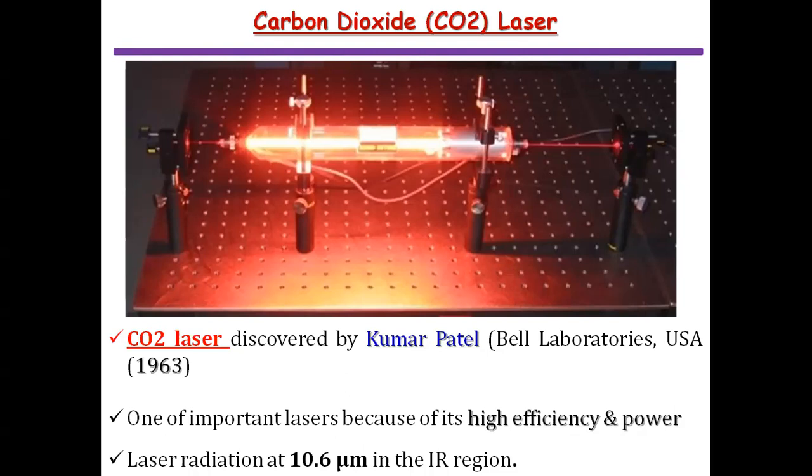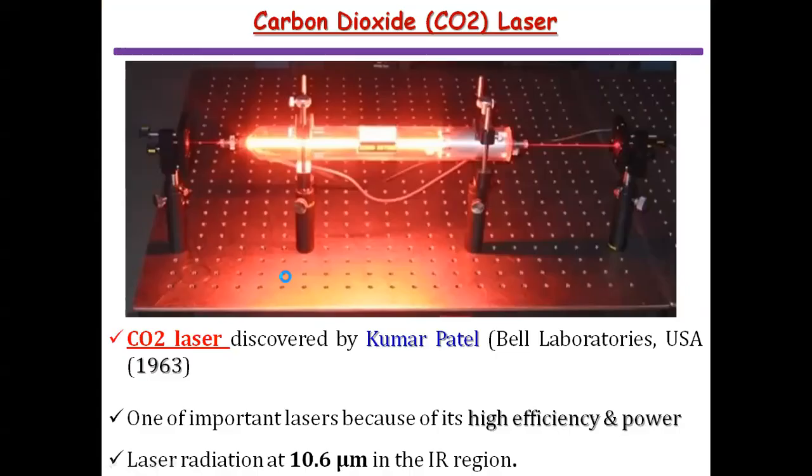I will explain a few things about the carbon dioxide laser in today's class. The carbon dioxide laser was actually discovered by Kumar Patel of Bell Laboratories in 1963. This is the actual carbon dioxide laser which was constructed in Bell Laboratories. You can see the laser is emitted over here.